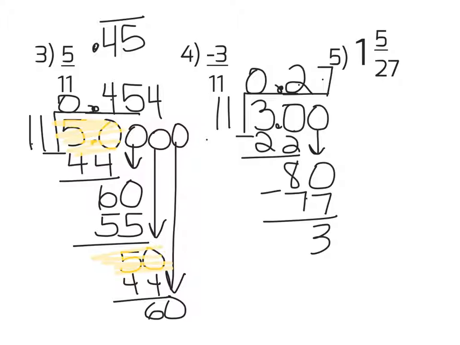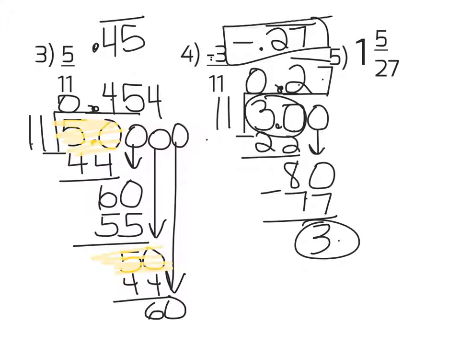I'm not even going to drop the 0 down because I see the pattern. If I bring a 0 down, this is going to turn into 30 again, just like this. So we're going to repeat that. It's going to be negative, because see the negative there, 0.27 repeating. All right, good job. You go ahead and try number 5 on your own.